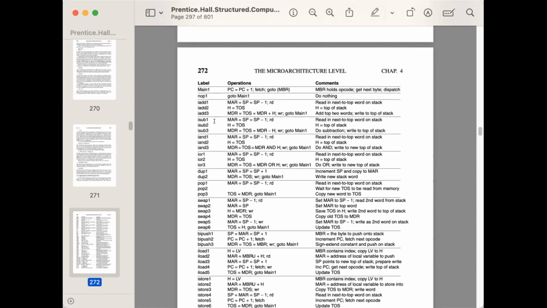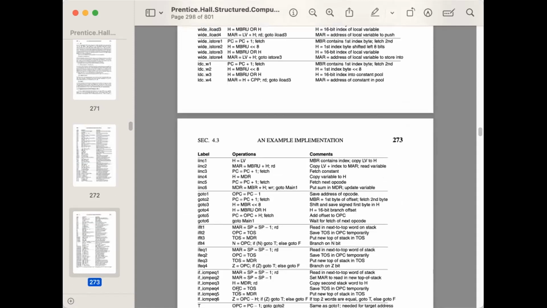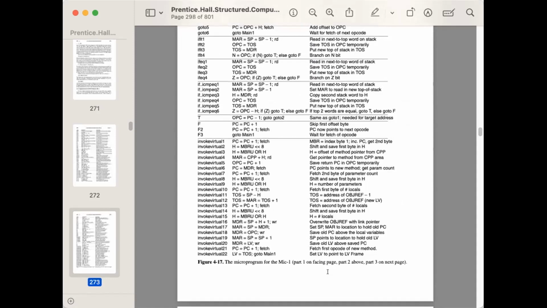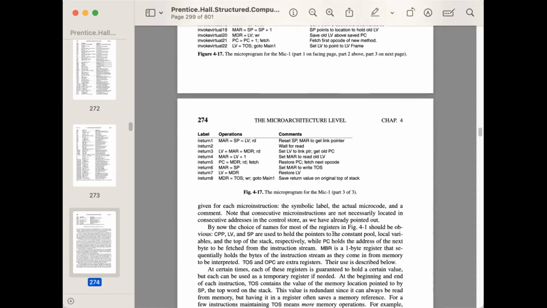Each of these sections between the lines is an implementation of a different command. So we have the add, the subtract, the and, the or, the duplicate, pop, swap, push, load, store, and then some different wide one, wide two, all these different memory address sizes, basically. Then we go on and have lots of other things, like go-tos. So you see there's a fair bit needed to get all of those commands.